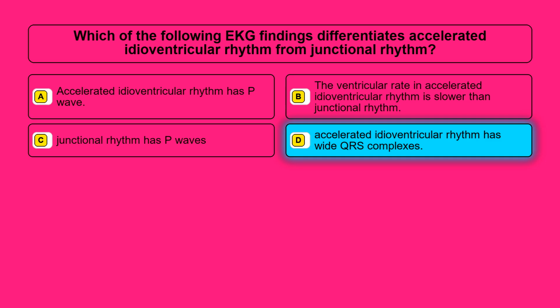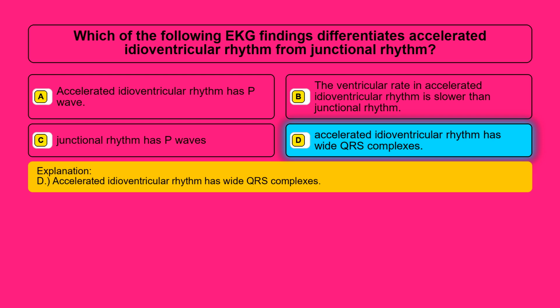The correct answer is option D. Accelerated idioventricular rhythm has wide QRS complexes. D. Accelerated idioventricular rhythm has wide QRS complexes.